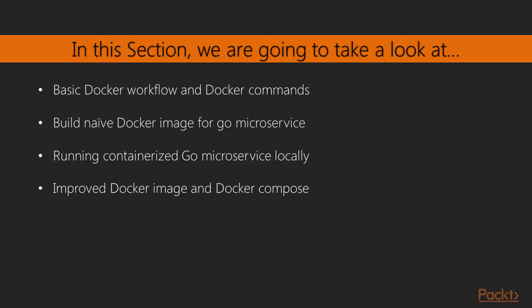Next up, we're going to build a Docker image for our little Go microservice we've built previously. We then let our containerized Go microservice run locally and play around with it a little. And then finally, we're going to build an improved Docker image, and I'm going to show you how you can use Docker Compose to fire up this image in addition to a few other services maybe. So this is a lot of content, so let's get started.